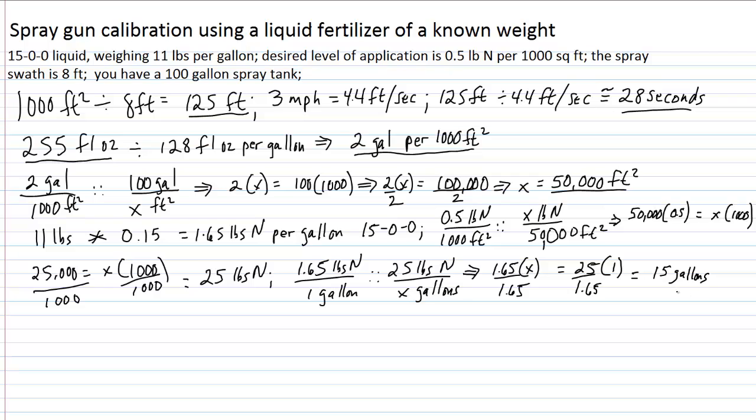15 gallons of 15-0-0. And this is how much of the liquid fertilizer would be added to the spray tank. The spray tank would be brought up to 100 gallons total volume. And if your speed and pressure stay the same as they did in your calibration run, you would then be delivering a half pound of nitrogen per 1,000 square feet.